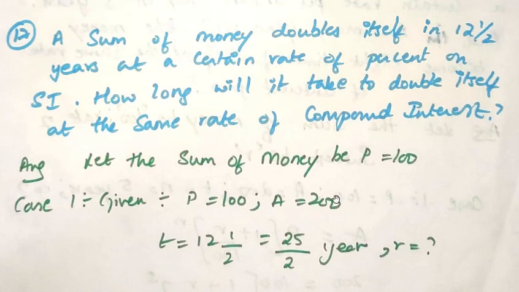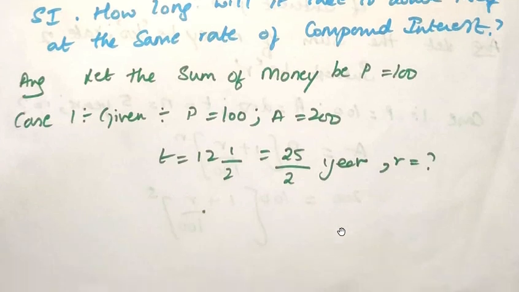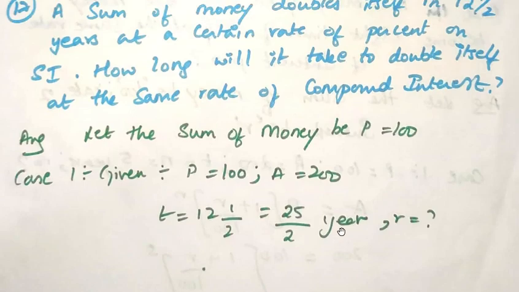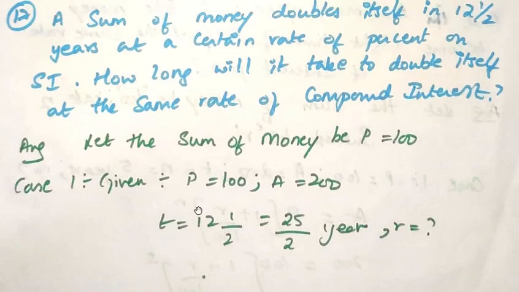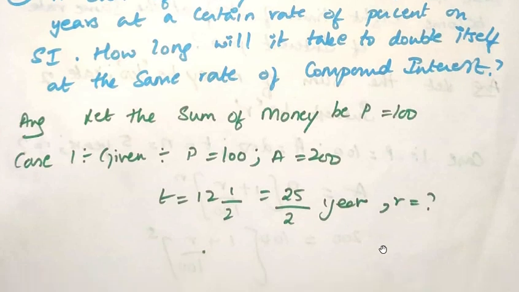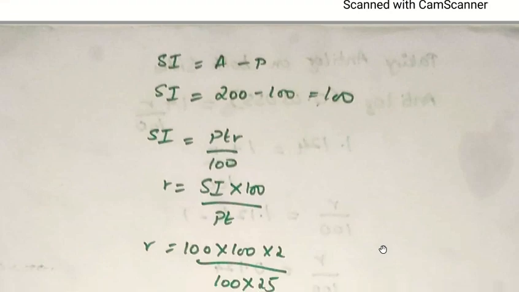So let the sum of money, the principal, be equal to 100. It is your case 1, which is doubling itself in simple interest. So your principal is equal to 100, amount is equal to 200. When it doubles itself, it becomes 200. So time is equal to 12.5 years, that's what they have given. 12.5 as a fraction is 25 divided by 2 years. R is equal to question mark.